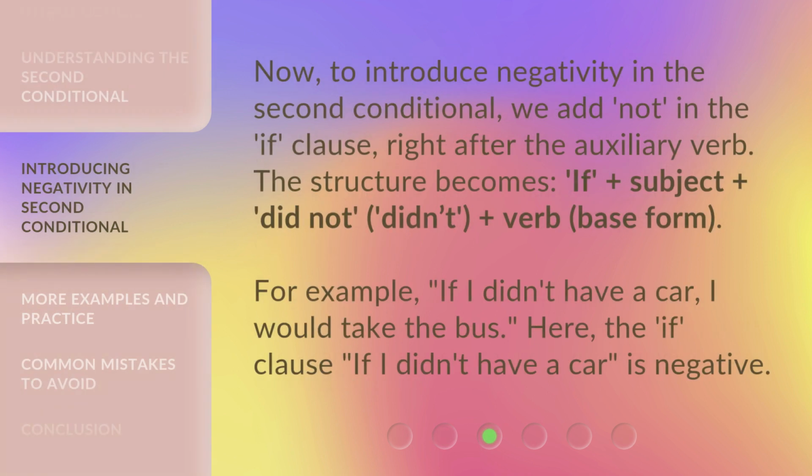Now, to introduce negativity in the second conditional, we add "not" in the if clause right after the auxiliary verb. The structure becomes if plus subject plus did not, didn't, plus verb, base form. For example, "If I didn't have a car, I would take the bus." Here, the if clause, "if I didn't have a car," is negative.